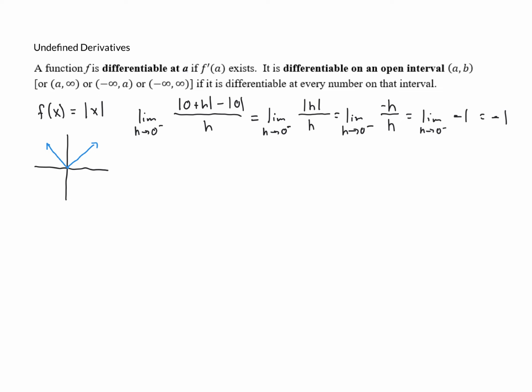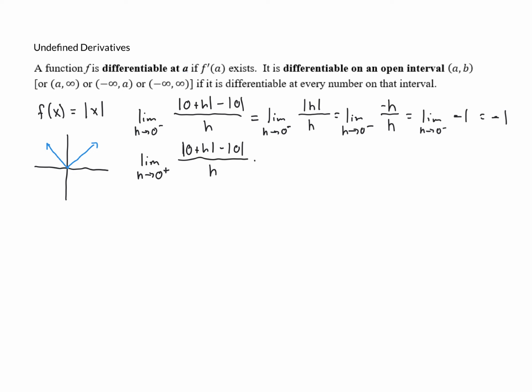Now we can do the same thing for the right-handed limit, and we know that the limit is only going to exist if the left and right-handed limits both exist and are equal to each other. So we're going to have the same thing here when we're looking at the right-handed limit. Nothing changes in the beginning. I'm just plugging in our actual function. This is not 10. This is the absolute value of 0 plus h.